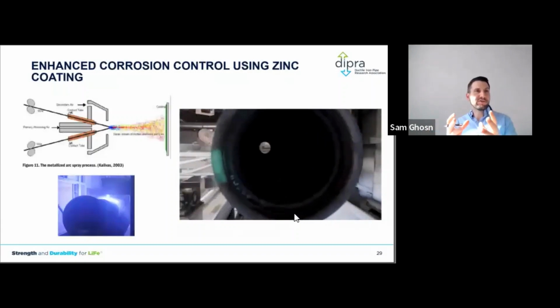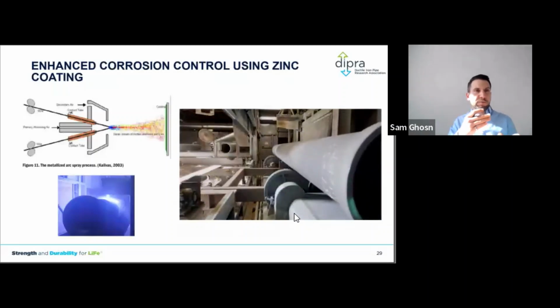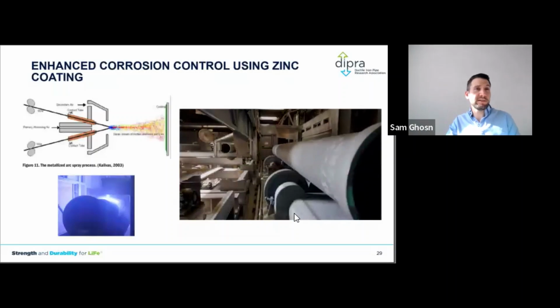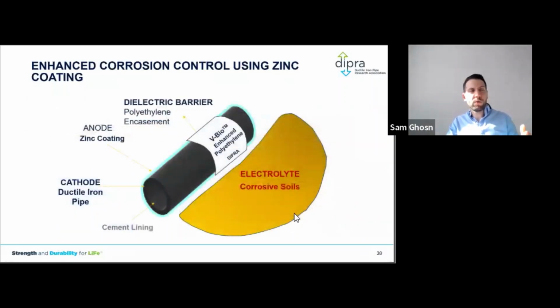So this zinc actually acts as an anode on the pipe. It is a sacrificial metal that will tend to protect itself to protect the iron. So it sacrifices itself to protect the iron. So how does it work? Basically, like I said, it's an anode that you put on a pipe.